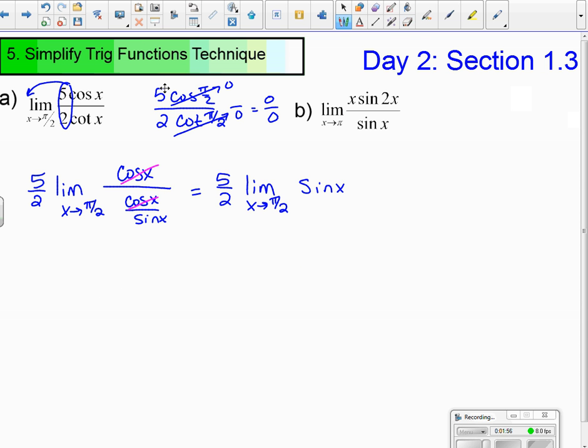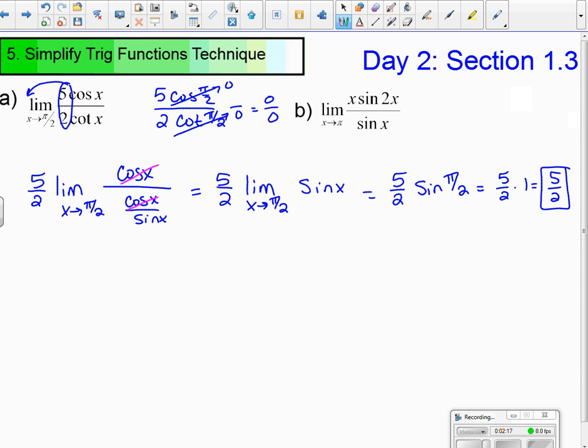And now let's plug in our pi over 2. I'll have 5 halves times the sine of pi over 2, just by substitution to analyze this limit. And sine of pi over 2 is 1, so we get 5 halves times 1, answer 5 halves.